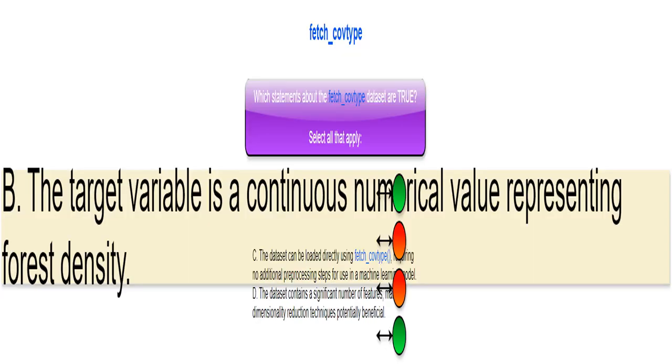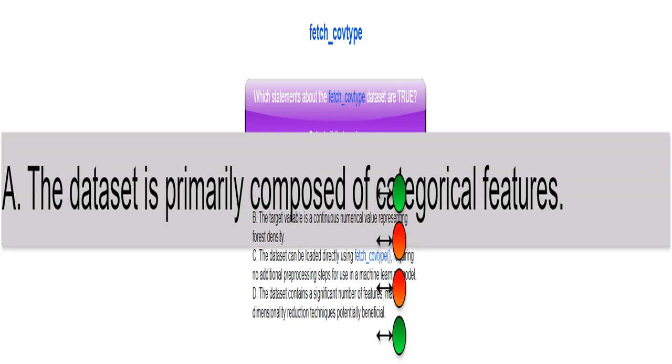This statement tests your understanding of the target variable, the thing you are trying to predict. It suggests it's a continuous numerical value, like a number with decimals, that can change smoothly. However, I believe the target variable represents different forest types, not a continuous measure like density. So, this is false. This statement says that you can use the dataset directly without any changes.